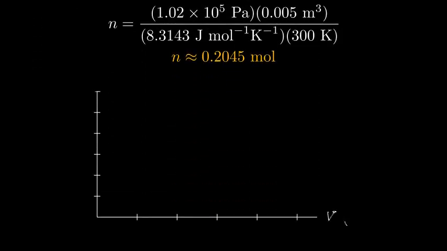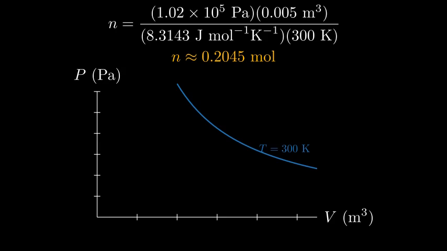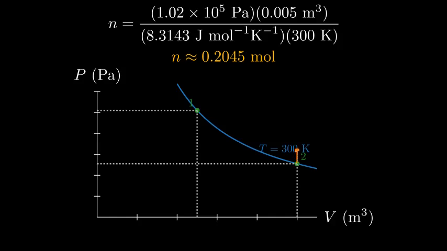We place volume on the horizontal axis and pressure on the vertical axis. Step 1 is an isothermal expansion at 300 Kelvin. The curve is P equals nRT over V. We mark state 1 and the end of the expansion, state 2. Step 2 is isochoric heating. A vertical move up at constant volume from state 2 to state 3.